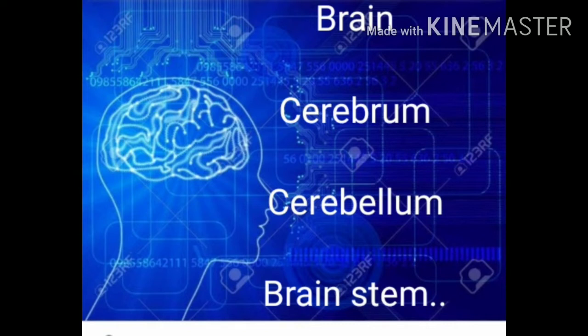Brainstem. The brainstem connects the cerebrum and cerebellum to the spinal cord. It performs many automatic functions such as breathing, heart rate, body temperature, wake and sleep cycles, digestion, sneezing, coughing, vomiting, and swallowing.